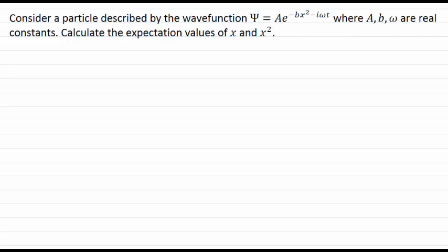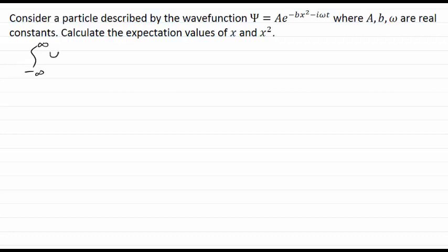Now, whenever we're calculating expectation values, it's important that we know that our wave function is normalized. So the first step we might do here is to normalize this wave function. To normalize a wave function, we're going to take the integral over all space, so we'll go from minus infinity to plus infinity. We're not told anything about whereabouts this particle exists. It could be anywhere from minus infinity to plus infinity, dictated by this wave function.